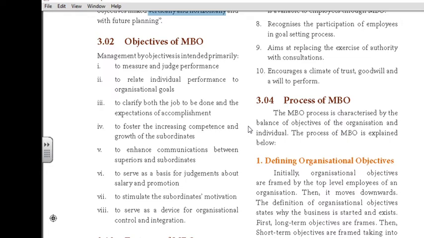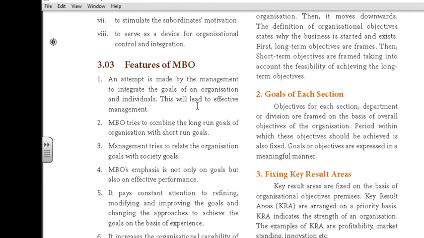Next come the characteristics of an MBO. The main characteristic is that management integrates the goals of an organization with those of an individual. This is very important in the MBO process. Organization and individual, this will lead to effective management. Again, it tries to link long run goals with short run goals.